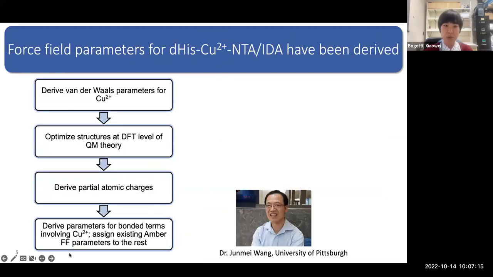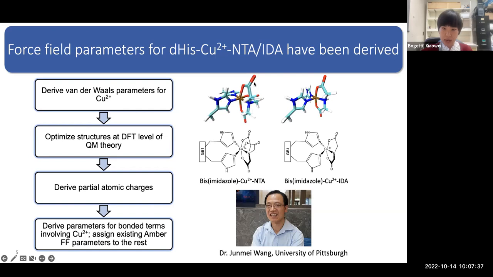First of all, I'm showing you a workflow of how we derive the force field parameters. This piece of work is done in collaboration with Dr. Jimmy Wang, who is part of the AMBER community, and he's also located at the University of Pittsburgh. So first of all, we derive the van der Waals parameters for copper. Next, using DFT, we obtain the optimized 3D structure of the spin label. There are 2 spin labels we use in our lab, dHis copper NTA shown on the left, and dHis copper IDA shown on the right. Here are the 3D optimized structures.